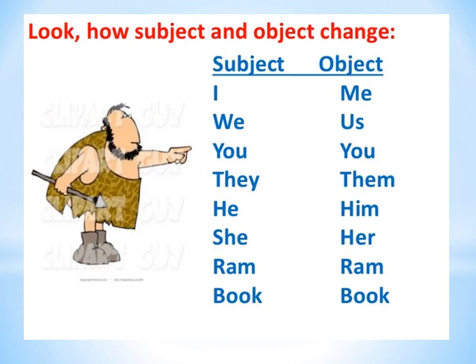Now we are going to look at the changes that happen when we are changing a sentence from an active sentence to a passive one. So the subject, for example, if the subject is I, it is going to be changed to me, or from we to us, from you to you, from they to them, from he to him, from she to her.